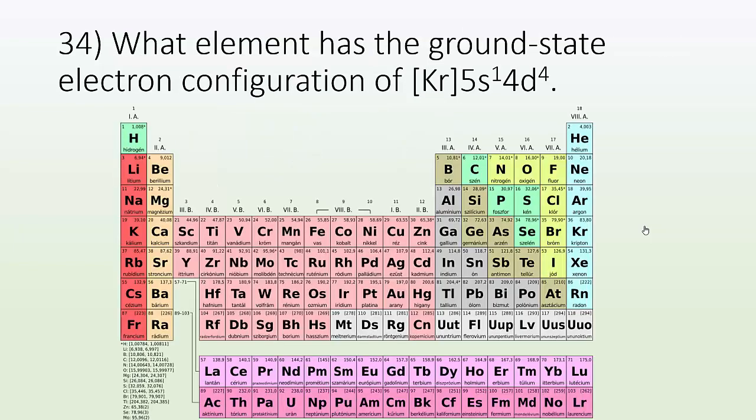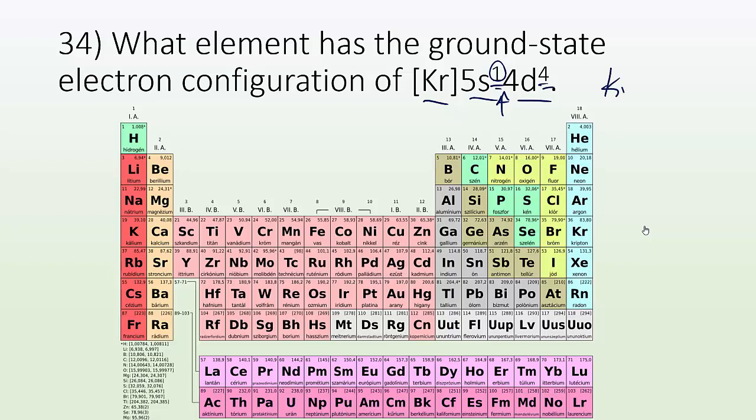And 34. What element has the ground state configuration of Kr 5s1 4d4? So you might be saying, how's the ground state if the 5s only has 1 electron? That happens sometimes. So when you get a problem like this, don't freak out and worry about it. All you really got to do is go, all right, well, it's an element and its ground state. It's not an ion. So it's going to be Kr, and then how many more electrons? Well, I got 1 and 4.